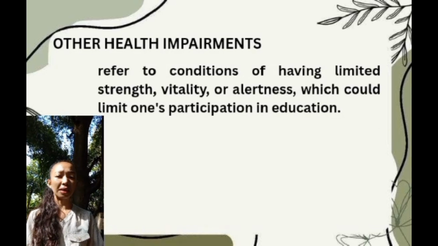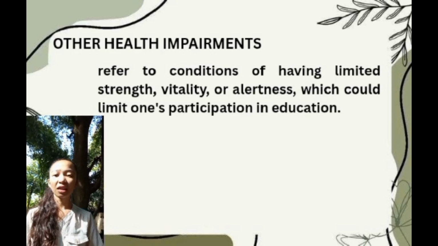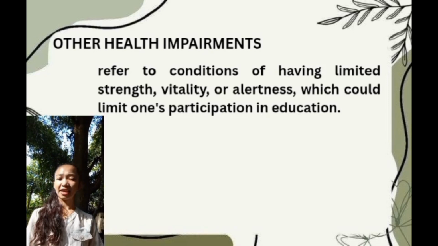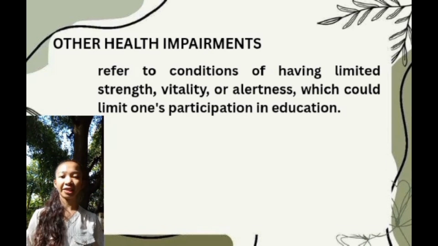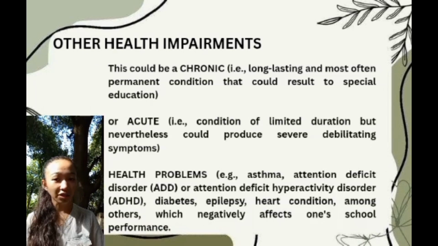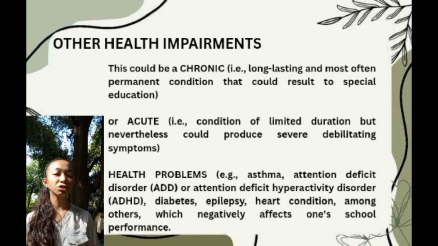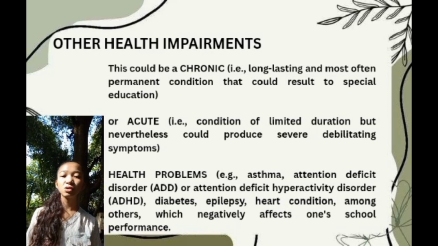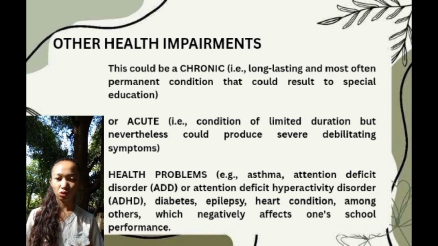And next, other health impairments. Other health impairments refers to a condition of limited strength, vitality, or alertness, which could limit one's participation in education. This category includes a variety of health conditions that may not primarily affect physical movement but still significantly impact a learner's ability to engage fully in educational activities.